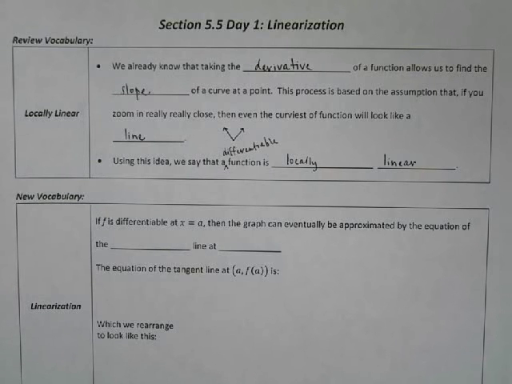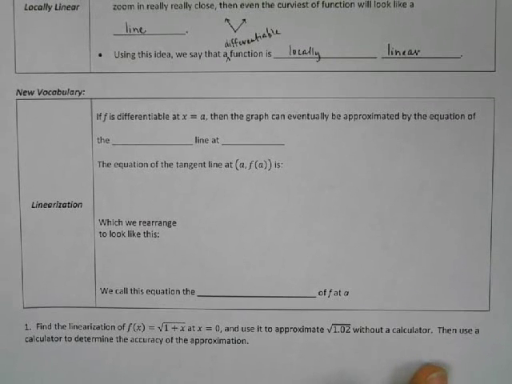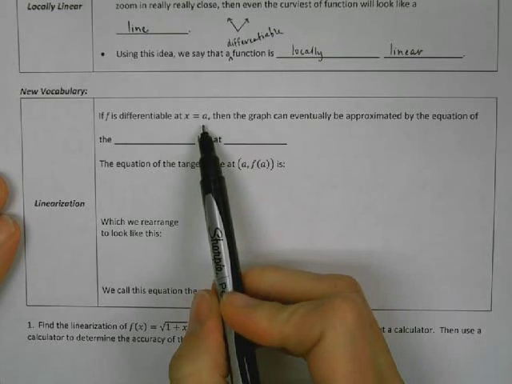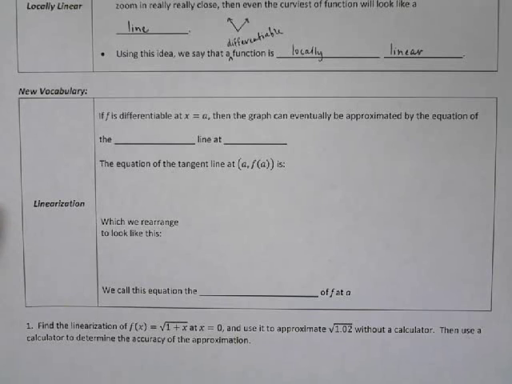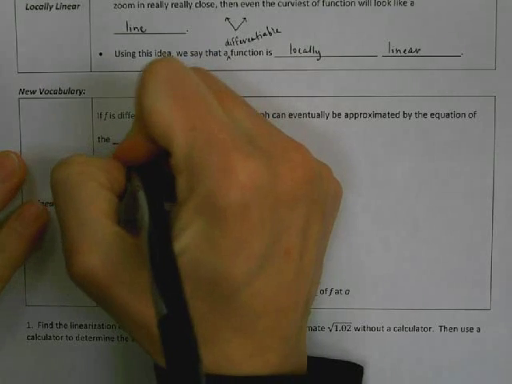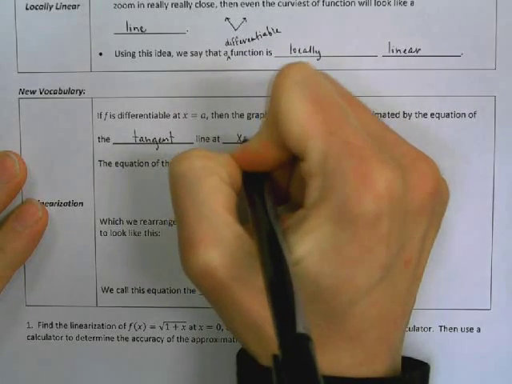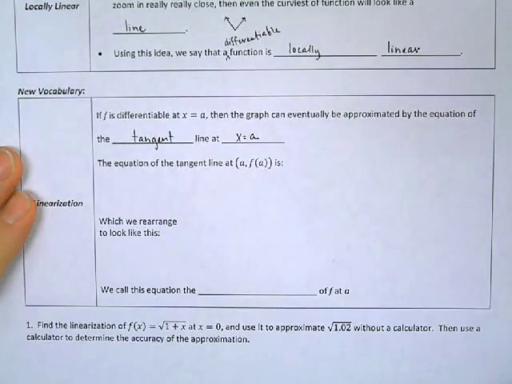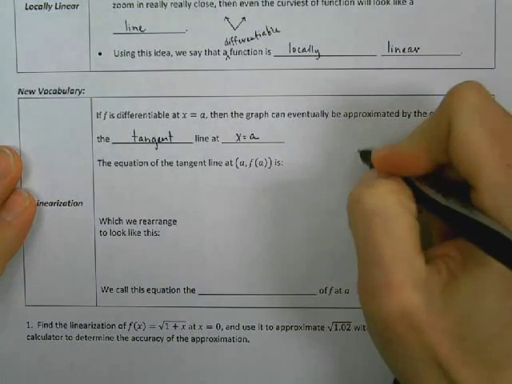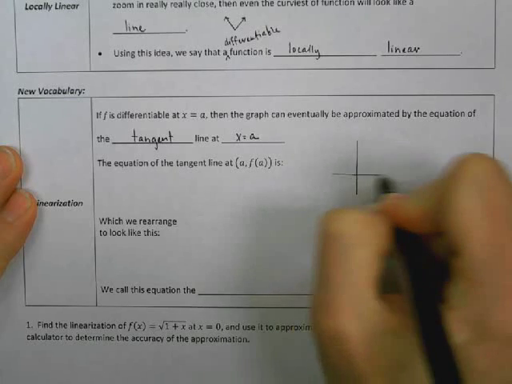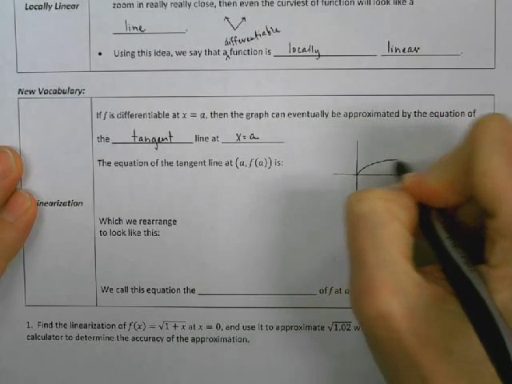And so I'm going to give you the definition, and then we're going to talk about what it really is saying. Okay, so for linearization, if f is differentiable at x equals a, so some point a, then the graph can eventually be approximated by the equation of the tangent line at x equals a. So, for example, if I have some function, and I'm just going to use square root of x because we'll be referring back to it later.